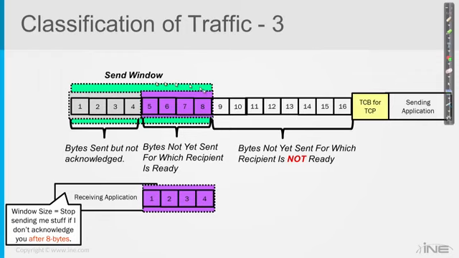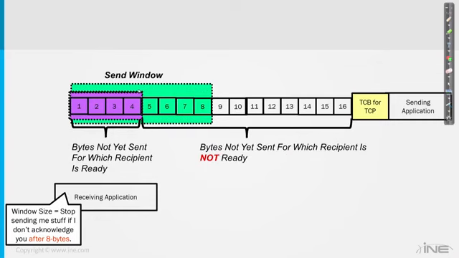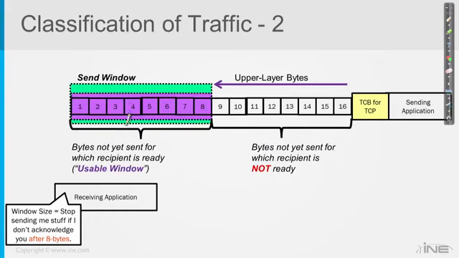So now my sliding window is composed of 2 things. Remember, before I sent that, my sliding window was composed of 1 category of traffic, the usable window.